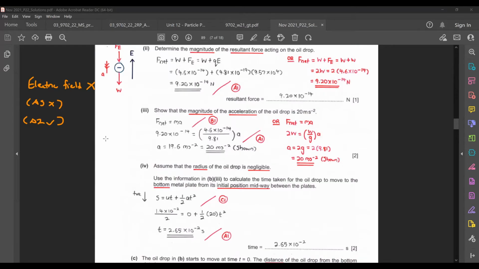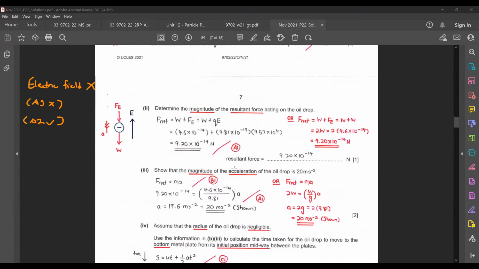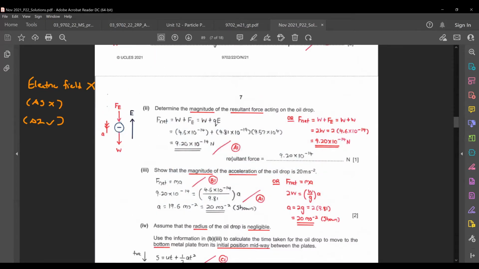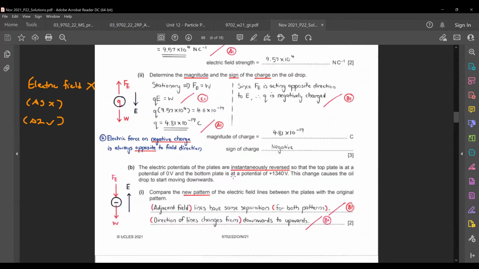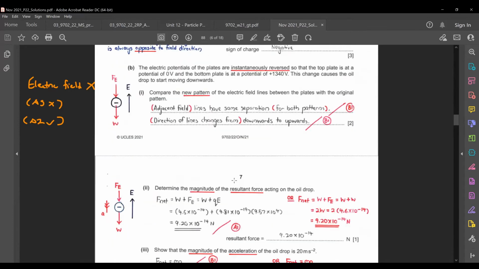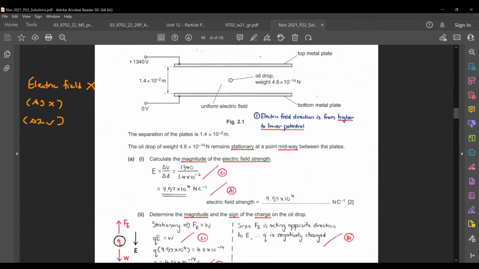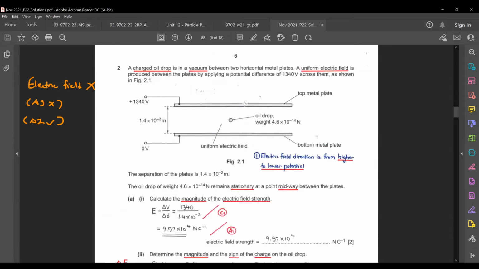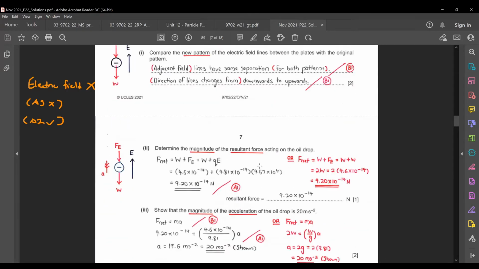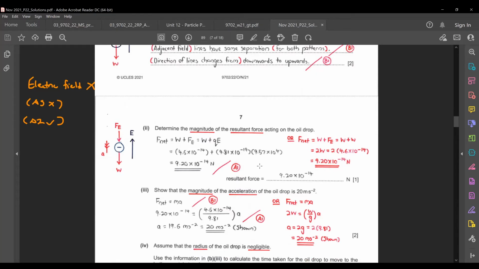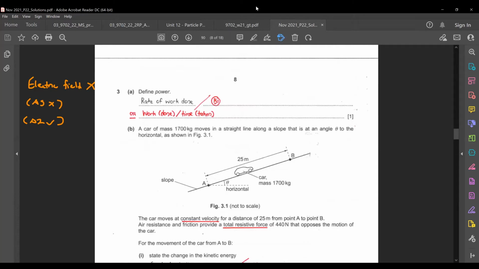Maybe we skip this one first, because if I explain this one it will probably take some time and may not be relevant. So we skip question 2 first because this one has something to do with electric field, but let me see whether we add anything. No, we skip this one. All right, let's just look at question 3.